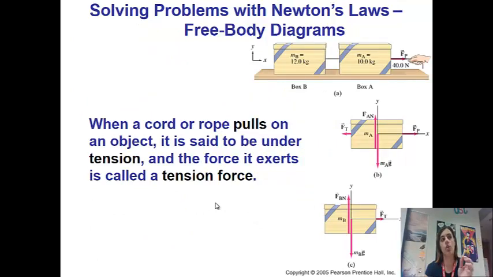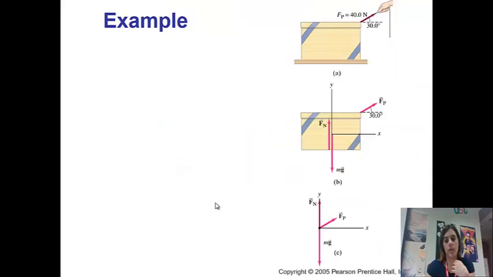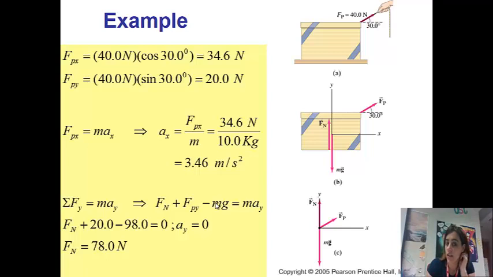Tension is a force that exists within a cord or a rope or a wire, okay? And it will transfer force from the hand to the box. You've got a bunch of different examples here with the angles. So when we look at pulling at the 30-degree angle, only the x component of the force is going to go into moving the box in the horizontal direction. The y component of the force is going to make the normal force less.